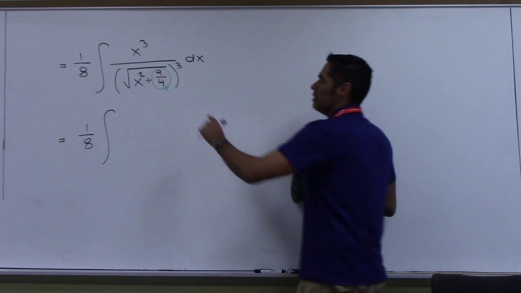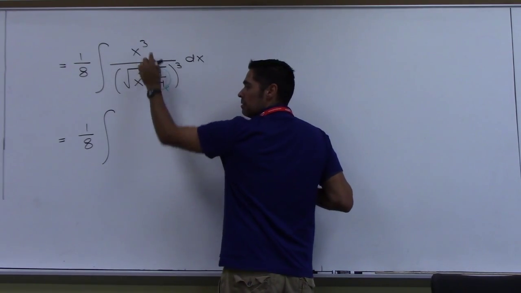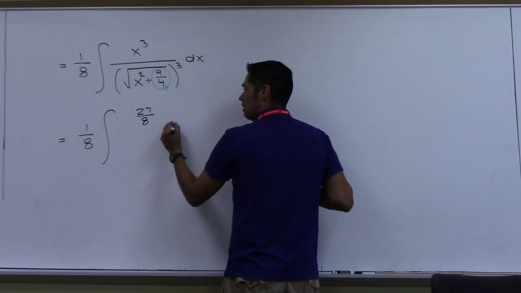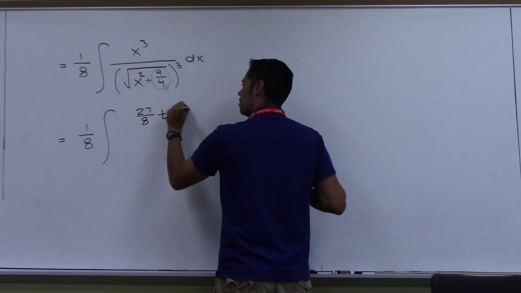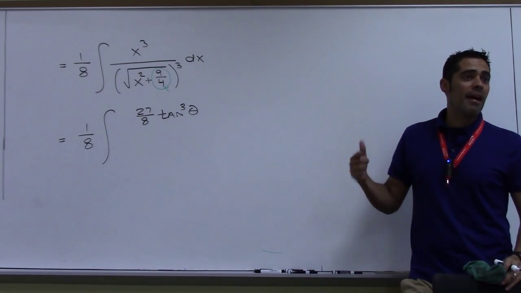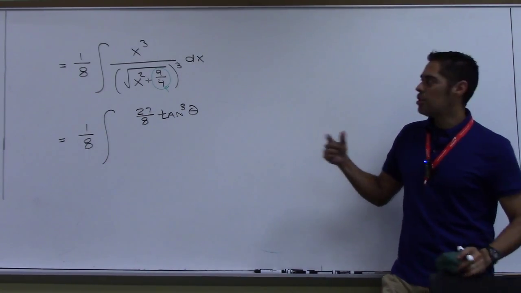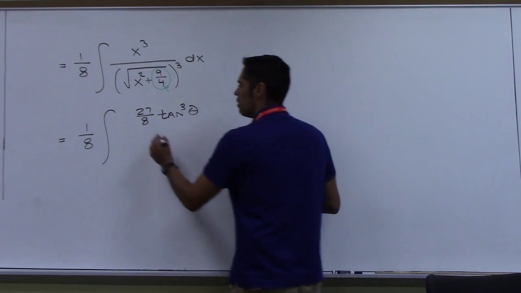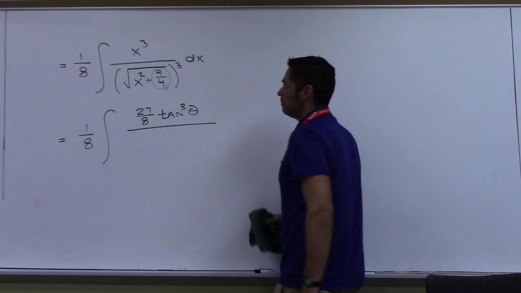27/8 tangent. Okay, so you're doing x cubed right now? You're saying 27/8 tangent cubed theta. And that's because x originally was 3 halves tan theta, so we cubed the 3 halves and we cubed the tangent. Good. Over, you want to keep going?